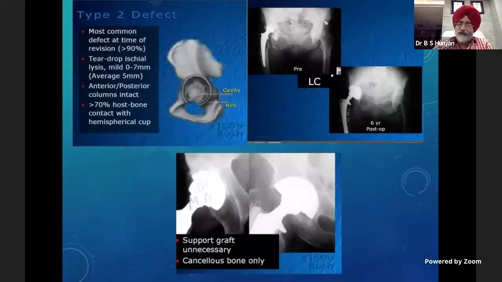Now, type 2 is much more than this. This is the most common defect at the time of revision surgery, and if there is teardrop ischial lysis, it's very mild, 0 to 7 mm, and the average is 5 mm. Anterior and posterior columns are intact, and more than 70% host bone is intact with the hemispherical shape, which can give contact to the hemispherical cup.